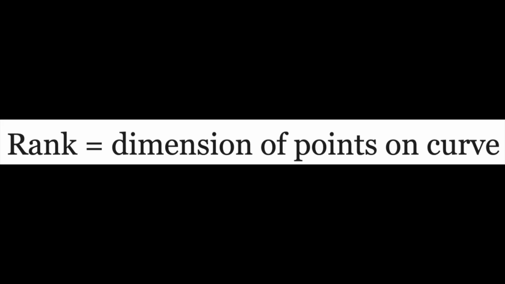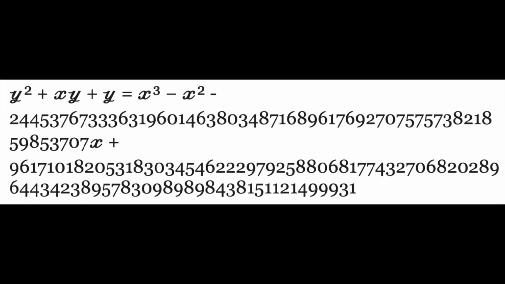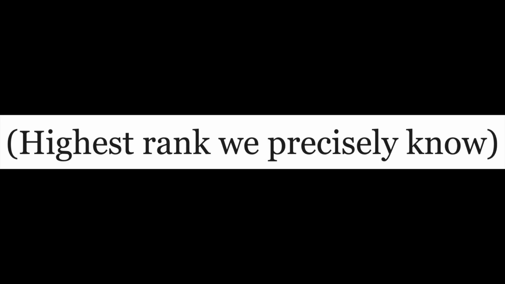Now, the rank of an elliptic curve basically measures the dimension of the points that are on the curve, and it's conjectured that there exist elliptic curves with arbitrarily large ranks, but this is unproven. And this elliptic curve actually has the biggest rank of any elliptic curve that's known. However, there is another elliptic curve with rank exactly 20, making it the curve with the highest rank that we know exactly what it is.